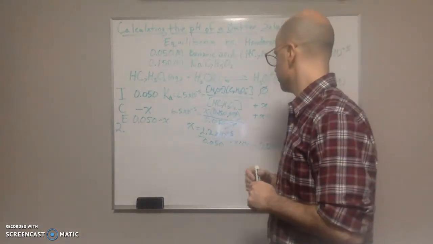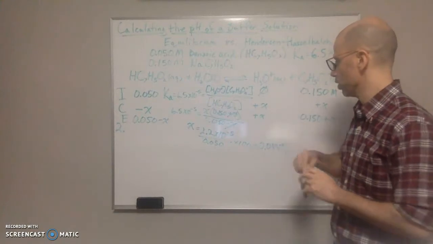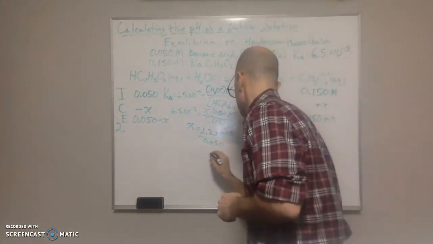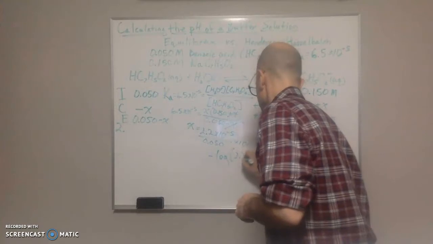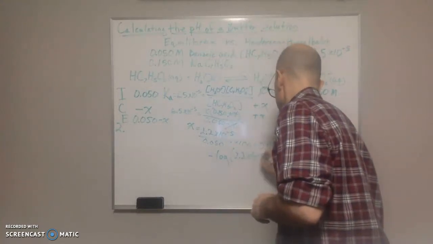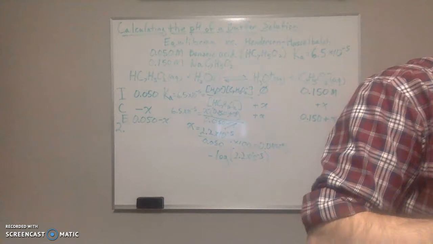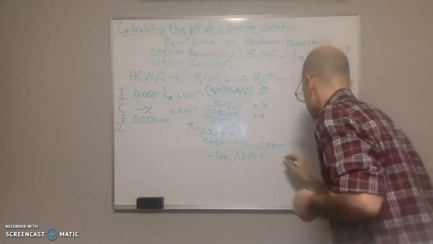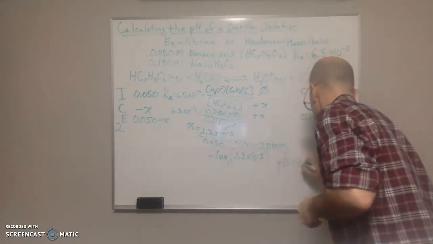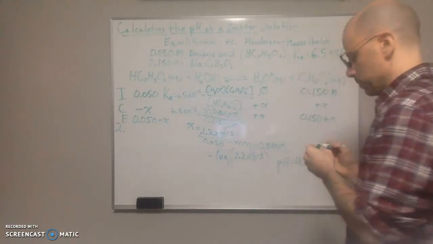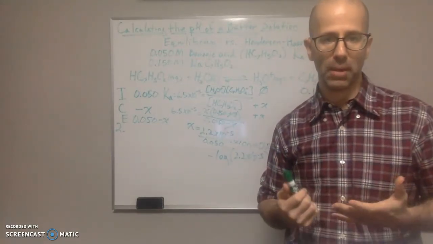And now to find the pH, since x is the hydronium ion, all we have to do is take the negative log of 2.2 times 10 to the negative 5. And when we do that, we get 4.66. So the pH is equal to 4.66. Okay, so that's using the equilibrium method.